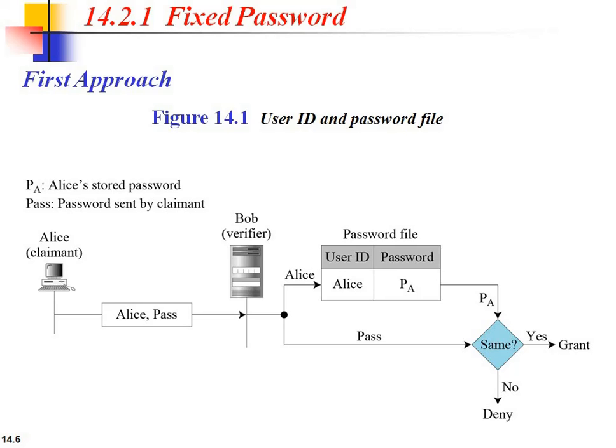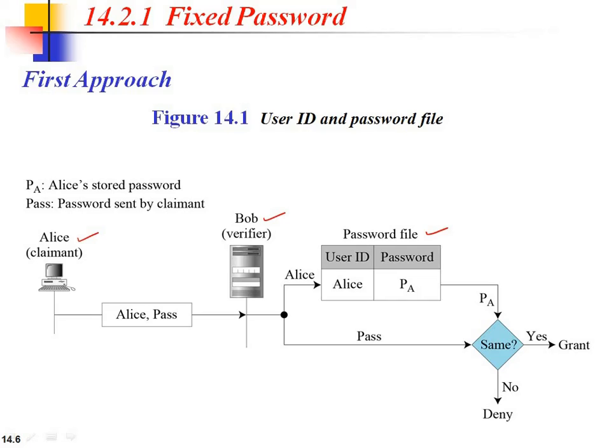The first category is the fixed password. There can be several approaches. The first approach is this: suppose we have a claimant, Alice, and a verifier, Bob. The claimant will send its password to the verifier, and the verifier will keep a table or a file like this, that is a password file sorted by user identification.